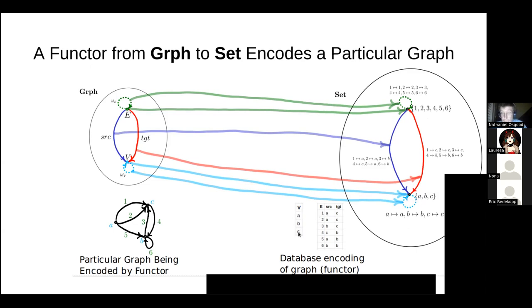This table has only the primary key column. This table has a primary key column and 2 foreign key columns, which specify, almost as a lookup table for this value of E, what the foreign key is, so the value for its source. And this is a database encoding of this functor. Each object is a table. Each morphism from an object is a foreign key column for that table.